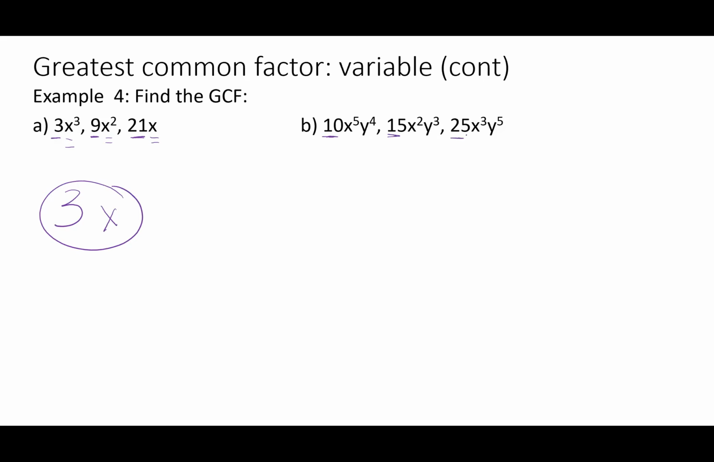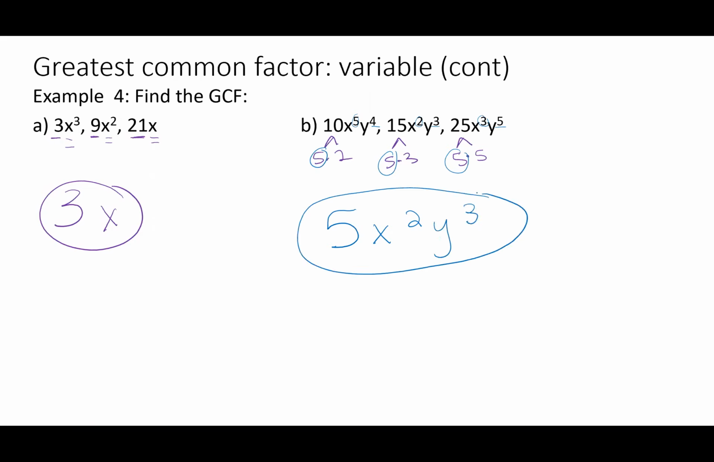10, 15, and 25. What are they all divisible by? Well, they're all divisible by 5. So this is 5 times 2, 15 is 5 times 3, and 25 is 5 times 5. So I can see they all have a 5 in common. For x's, I have 5, 2, and 3. My smallest power is 2. For y's, I have 4, 3, and 5. Every term has a y, so my smallest power is 3.